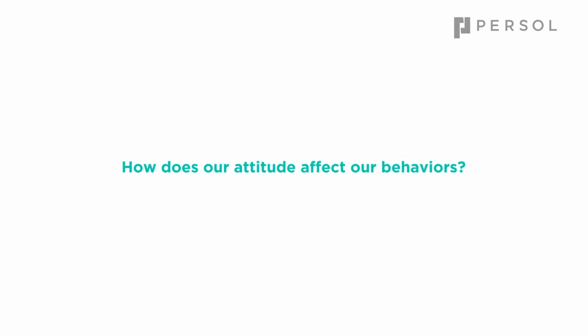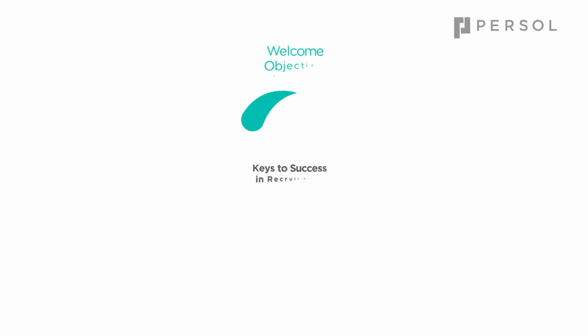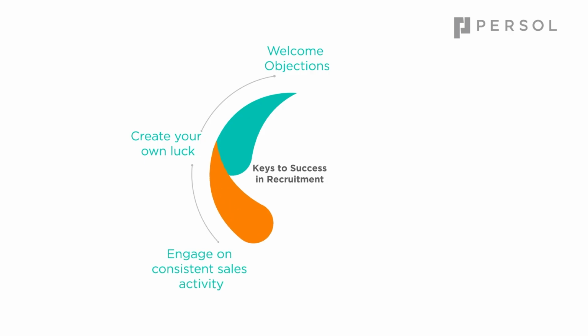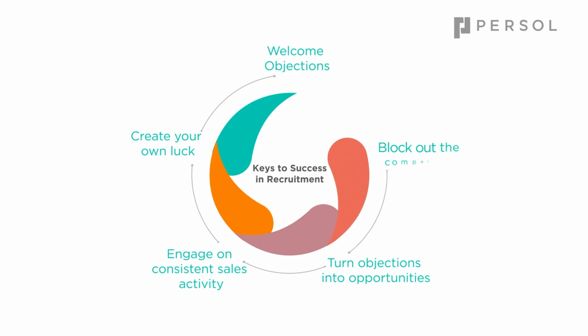How does our attitude affect our behaviors? There's no doubt that luck plays a significant role, and it's great when it's on your side. However, it can be tough when you've done everything to control a positive outcome, and an unexpected event obliterates your potential success. You can't factor luck into your sales plan, and you can't include it in your forecasts. You can only count on doing your job to the best of your ability.